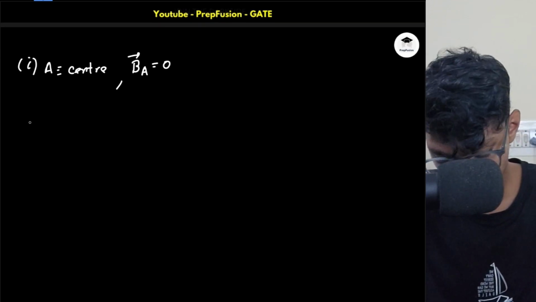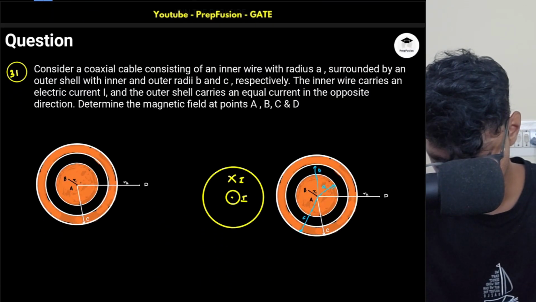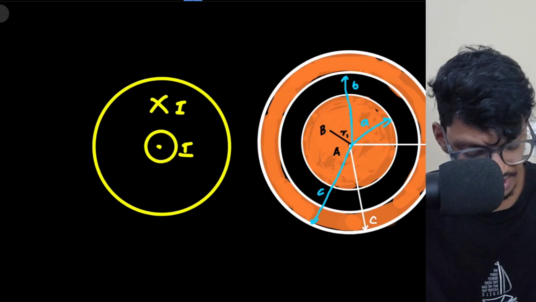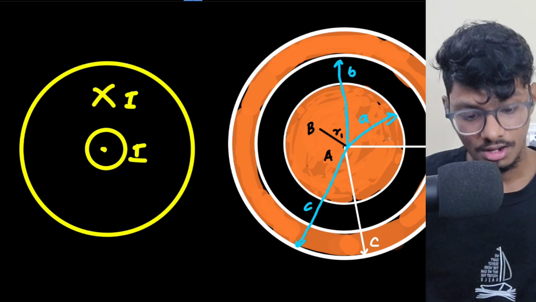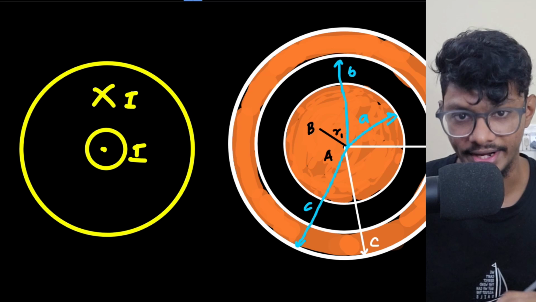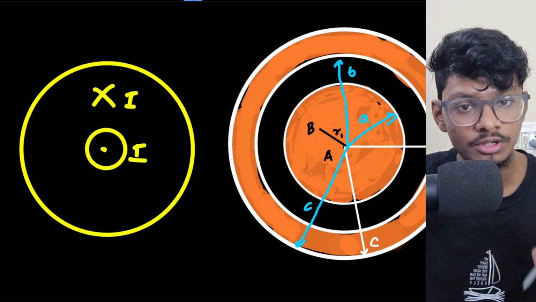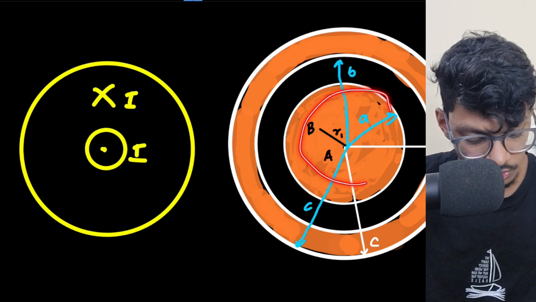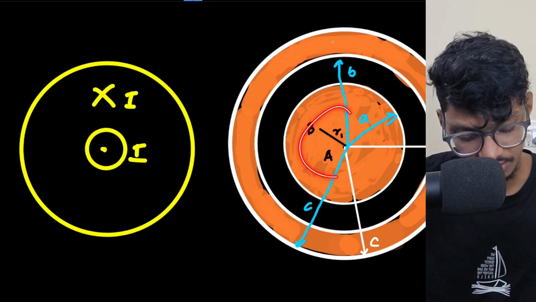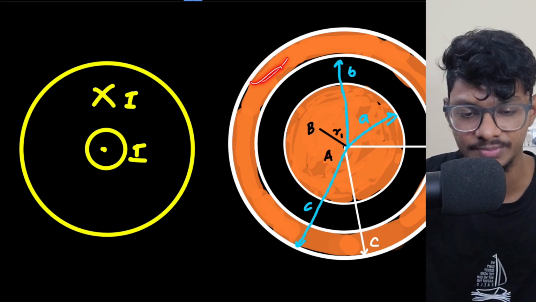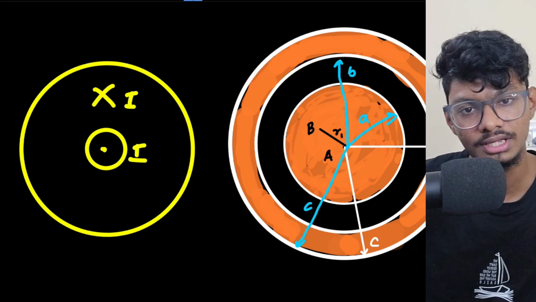So this one was simple. Let's solve for the second case. We have to find the magnetic field at point B. I am observing it is at a distance R1 from the center, but it is still inside the first wire, right? So the magnetic field will be produced due to what? Only due to this wire. It will not be produced due to the outer shell, because no current of this shell will actually cross through this particular area.